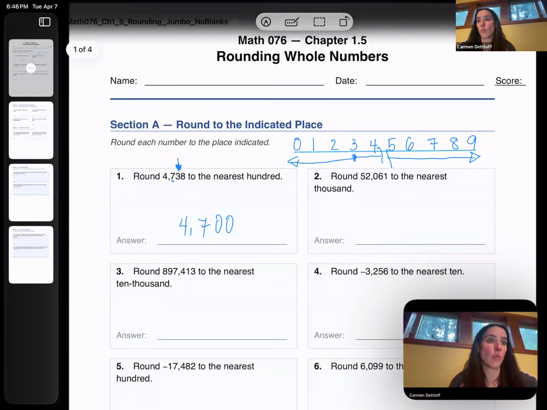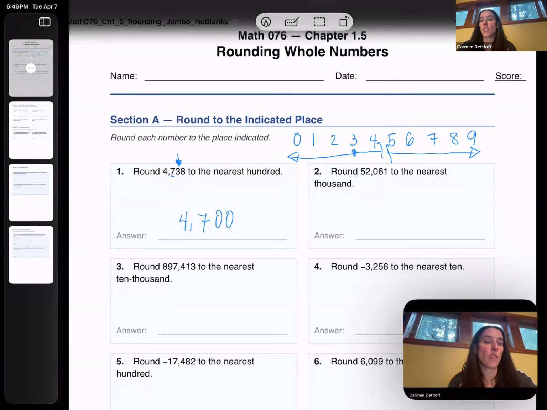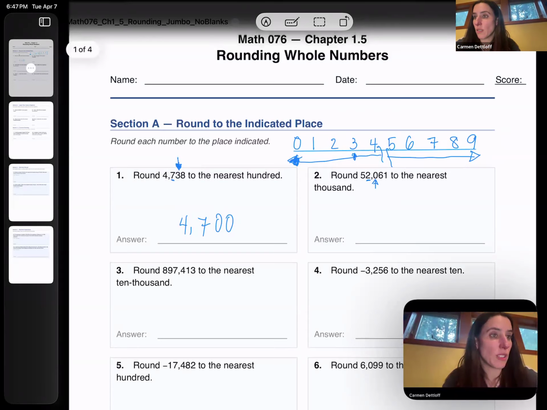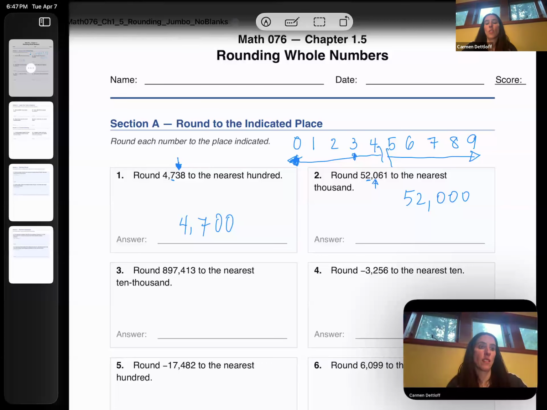Let's look at number 2. Round 52,061 to the nearest 1,000. So I'm going to look at my 2. That's my 1,000 column. And then I look at the digit beforehand, 0. And 0 is clearly over here on the lower half of my number line. So I'm going to round down. So everything, including the hundreds, is going to be rounded down. So that 6 and the 1, they're all going to be pushed down to 0. So I get 52,000.